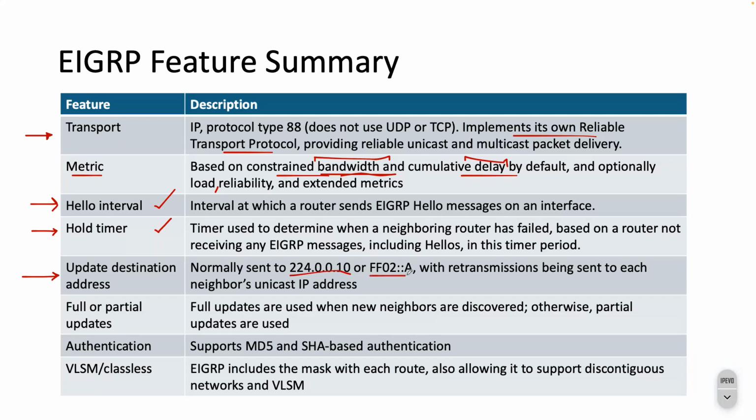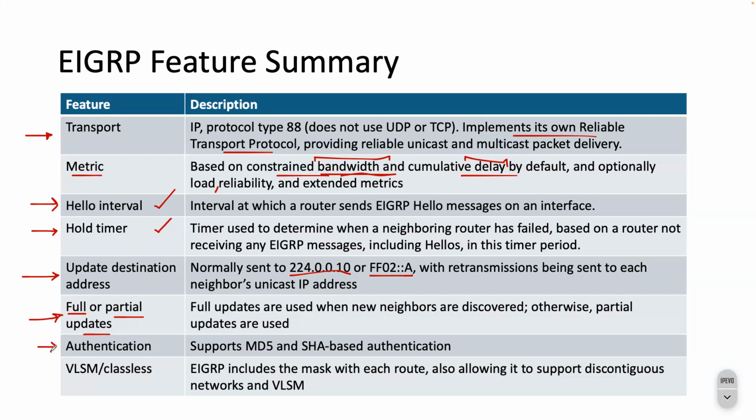For IPv6, it uses this multicast address. But we can form a unicast neighborship also. I'll show that. Full or partial updates: in the beginning, it will send the full updates. Once both neighbors have exchanged their complete routing tables, after that it will only send the partial updates.